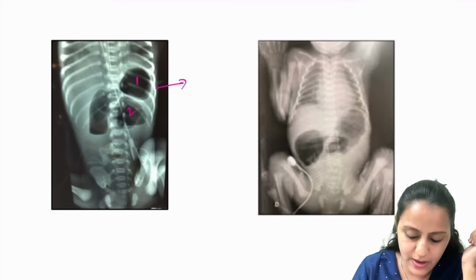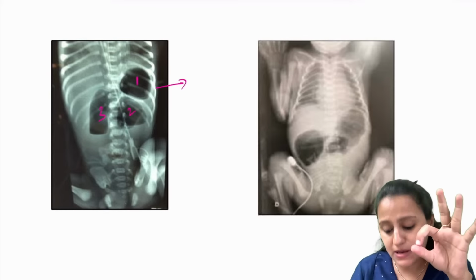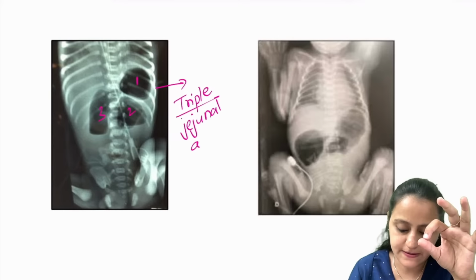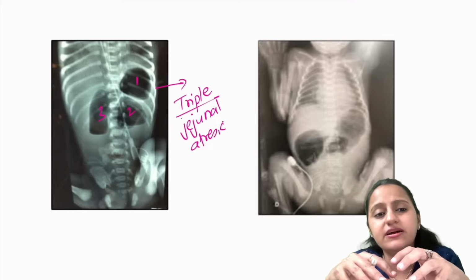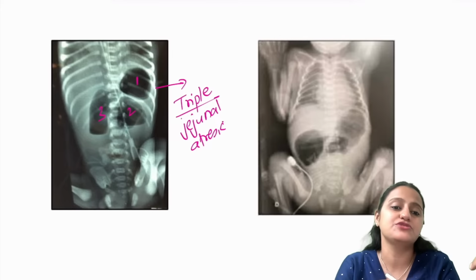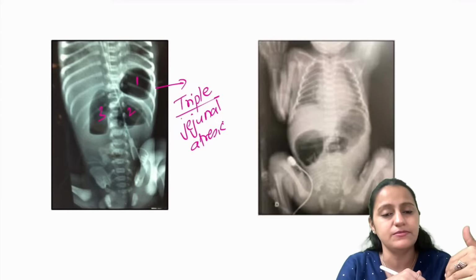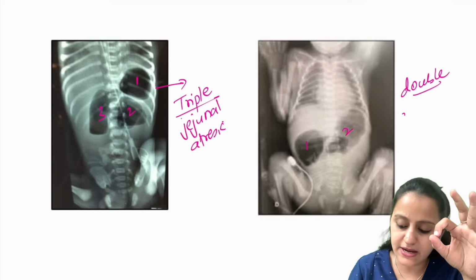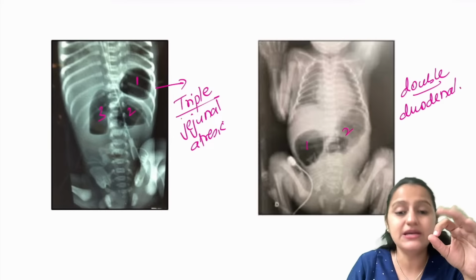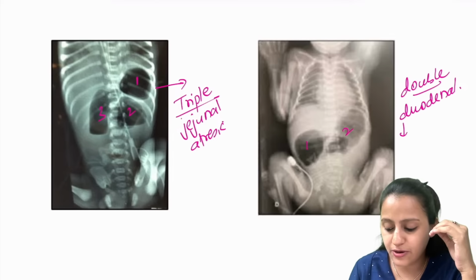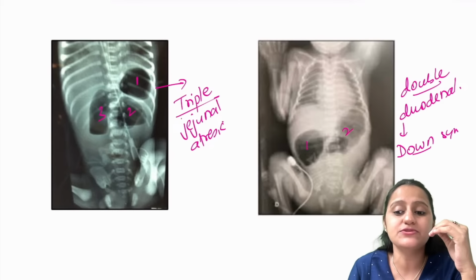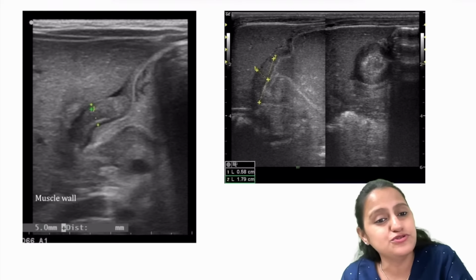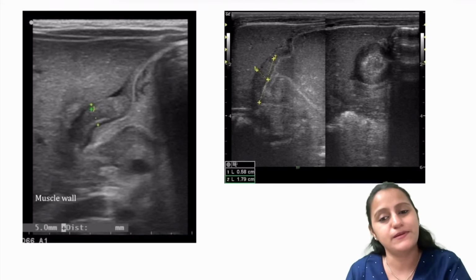How many bubbles? 1, 2, 3. Triple bubble appearance is seen in jejunal atresia. ठीक है, pyloric atresia, फिर duodenal atresia, फिर jejunal atresia, single bubble, double bubble, triple bubble. So double bubble is going to be duodenal atresia, triple bubble is going to be jejunal atresia. Duodenal atresia, D for D, remember, is associated with Down syndrome. So triple bubble has been asked. हमेशा double bubble पूछते थे, तो अभी फिर recently triple bubble पूछ लिया था.